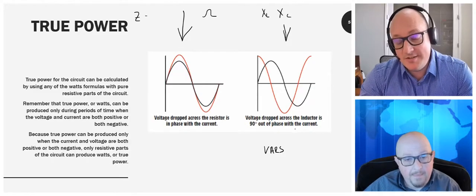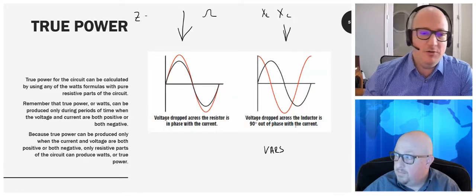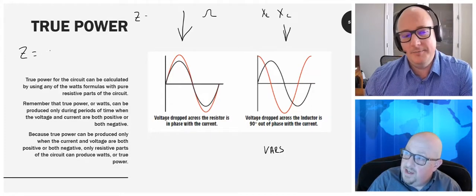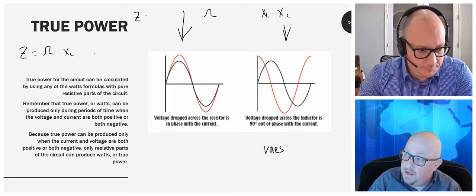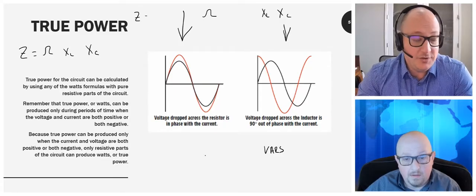So impedance is just a measurement of total opposition to current flow where you have reactive components in addition to resistive components. So I could say Z is equal to the resistive components, being resistance, X of L and X of C, and all of those are measured in ohms.